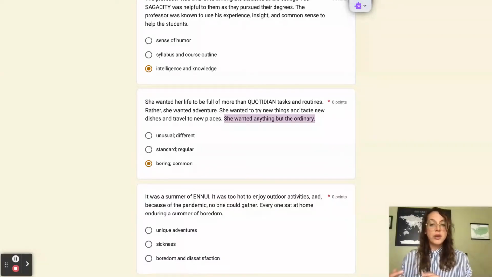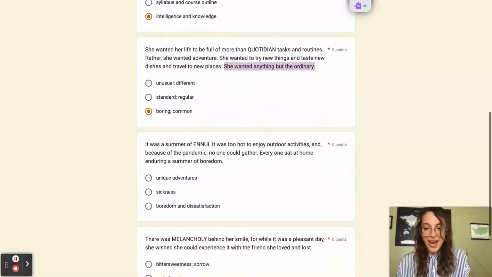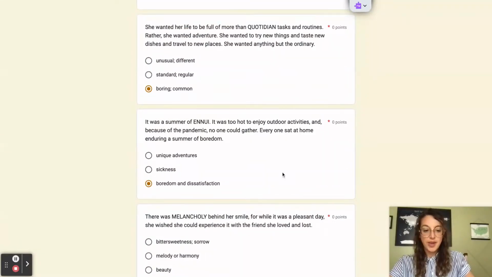So we've already wrapped our head a little bit around the idea that the opposite of quotidian tasks and routines is adventure and new. And then here we have it saying, we don't want the ordinary. We don't want the quotidian. So the opposite of quotidian is adventure and new. Quotidian means ordinary, boring, common, which I've already marked for you. All right, next one, which I've also already accidentally marked for you.